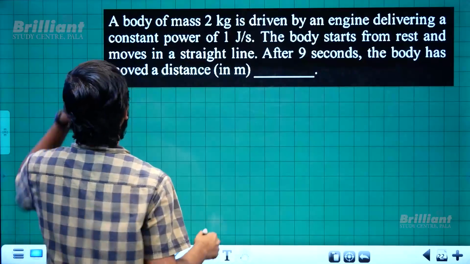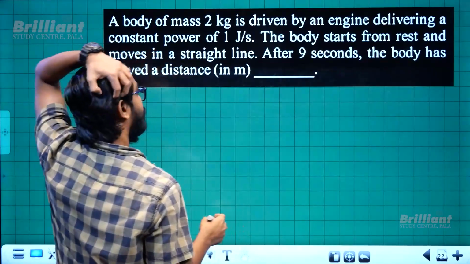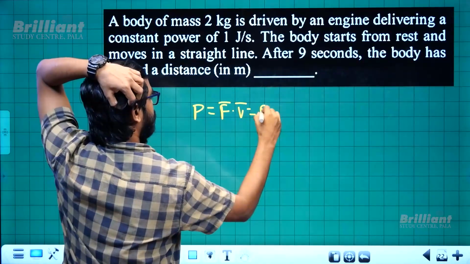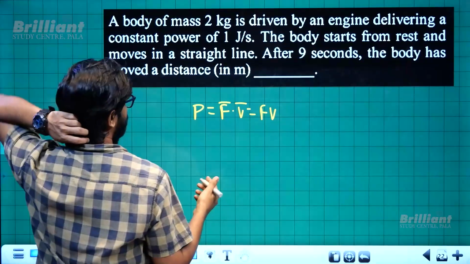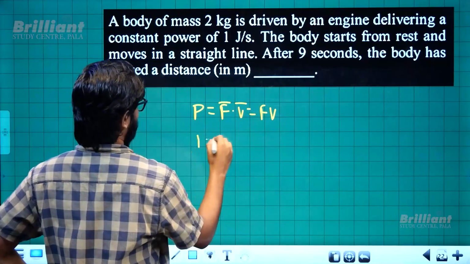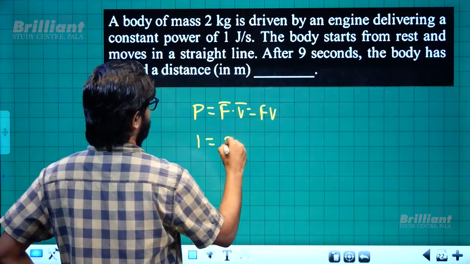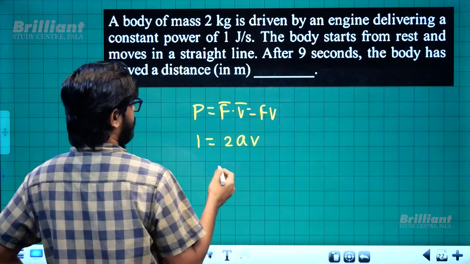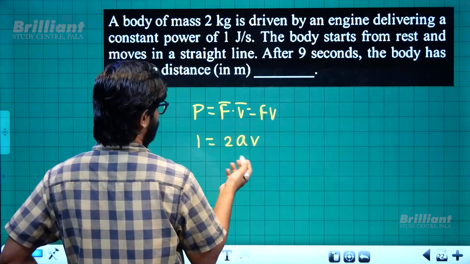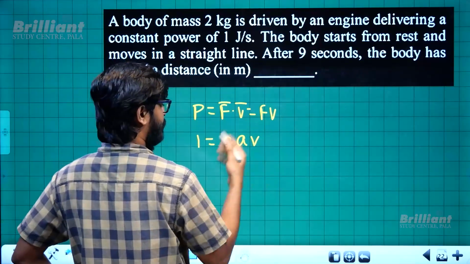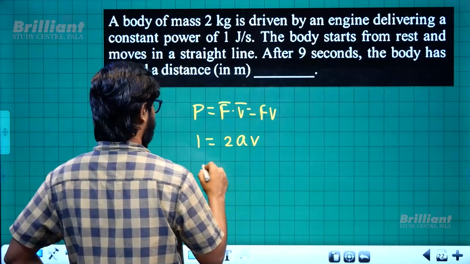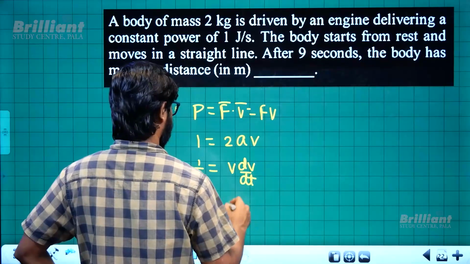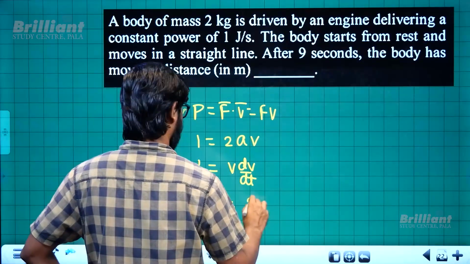Again, this kind of question we have already solved. A body of mass 2 kg is driven by an engine delivering constant power. Power is F dot V, which is simply F into V when the force and velocity are in the same direction. So the power, they said, is 1 watt, and force is mass times acceleration, so 2 into a into velocity V. So from here I need to find the distance moved. You need to get time into the picture, so I will write 1 by 2 equals V, acceleration is dV by dt. Now V dV equals dt by 2.